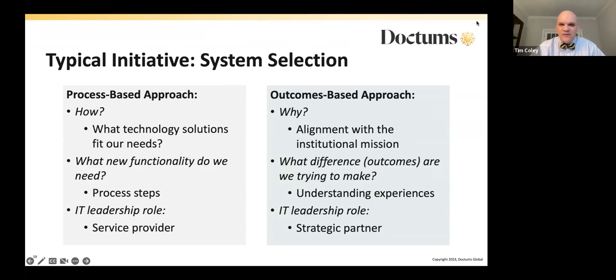And just the nuances with an outcome-based approach. Why are we doing this? Why are we selecting the system? What is it that this system will do that relates to our mission? How will this system help us improve our performance in our mission? What are some of the outcomes that we're trying to make happen here, particularly with people and people's experiences? And we want IT to be that strategic partner that helps us align all this together.